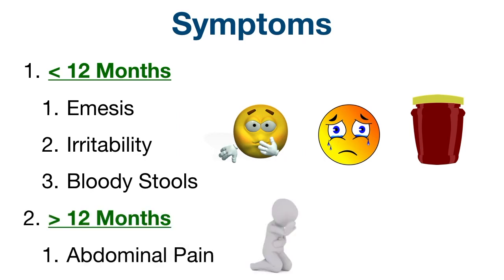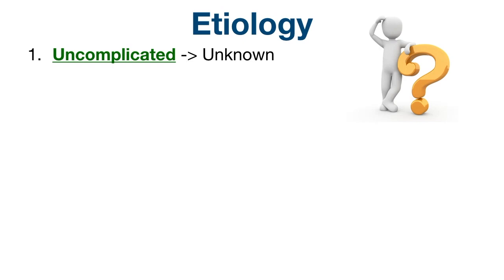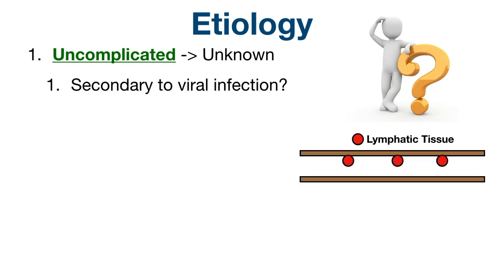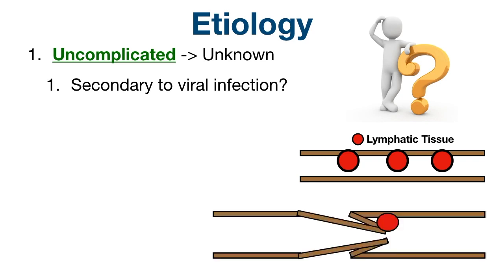Patients older than 12 months of age usually have abdominal pain as a more common symptom. So what's the cause of intussusception? In many uncomplicated cases, we don't know the cause. It's believed it could be secondary to viral infections. Viral infections involving the GI system can cause inflammation of lymphatic tissue in the intestines. This can lead to the intestine folding in on itself and subsequent development of intussusception.